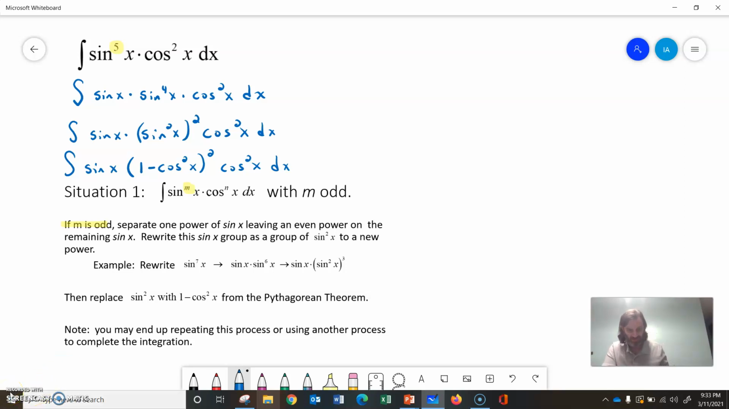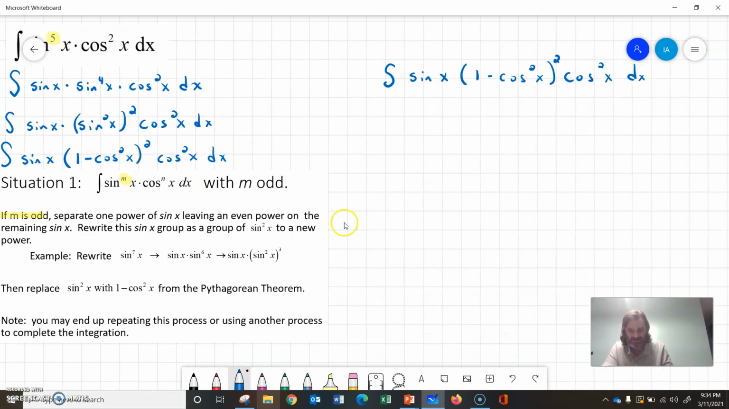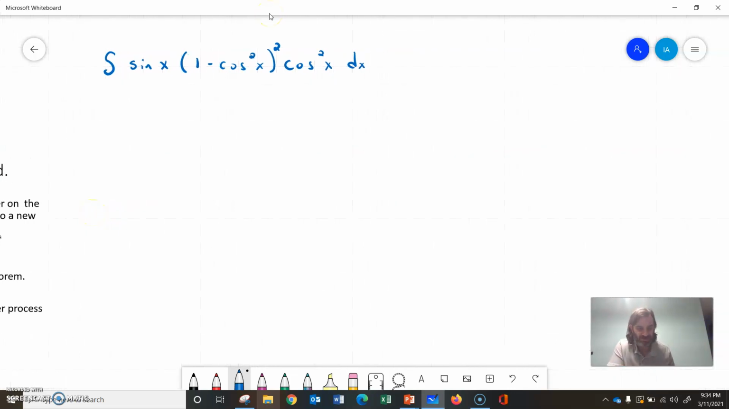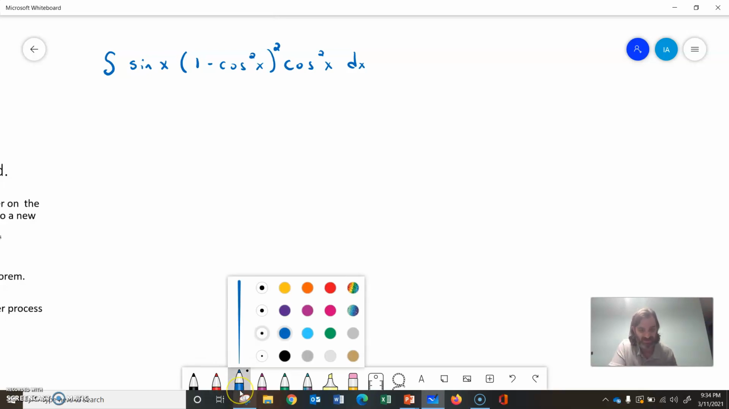So I'm going to write that over here, and then we're going to try and follow through, because we don't really need the template anymore because we've done what it asked us to. So we've got sine x times 1 minus cosine squared of x, squared, times cosine squared of x dx. So let's see here. What can we do with this? Well, long story. Let's just go ahead and multiply things out.